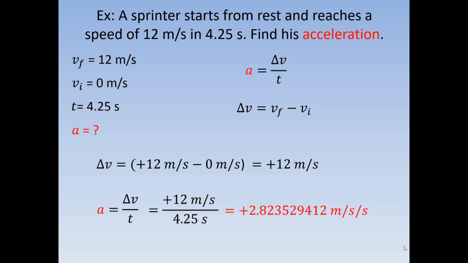Now don't even consider writing down every single one of those numbers. We talked about the rounding in Unit 1. If we go back and we look at our problem, we have 12 and we have 4.25. So we either want 2 or 3 numbers in our rounded answer. So we're going to take our number and we're going to round it to positive 2.8 meters per second per second.